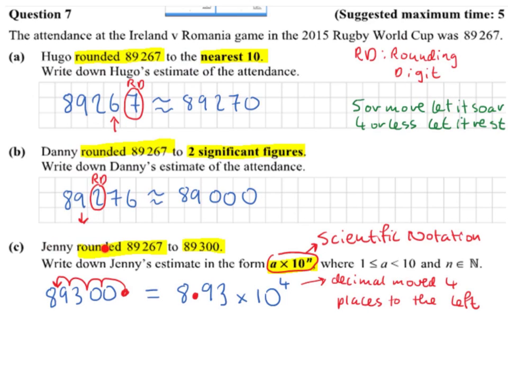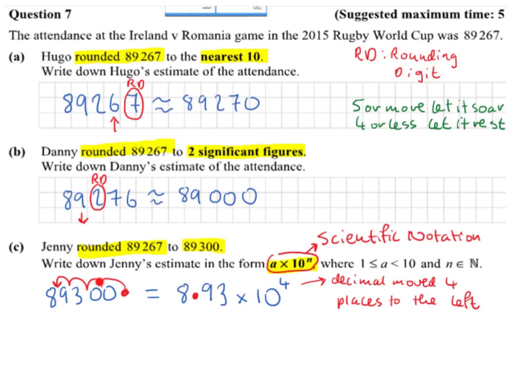Part C. Jenny rounded 89,267 to 89,300. Write down Jenny's estimate in the form of a times 10 to the power of n. So this represents scientific notation, where a is greater or equal to 1 but less than 10, and n is an element of the natural numbers, a positive whole number. So we write out the number 89,300, and we put a decimal point at the end. And what we're going to do is move our decimal point as many places to the left as we have to until it's just after the first digit.